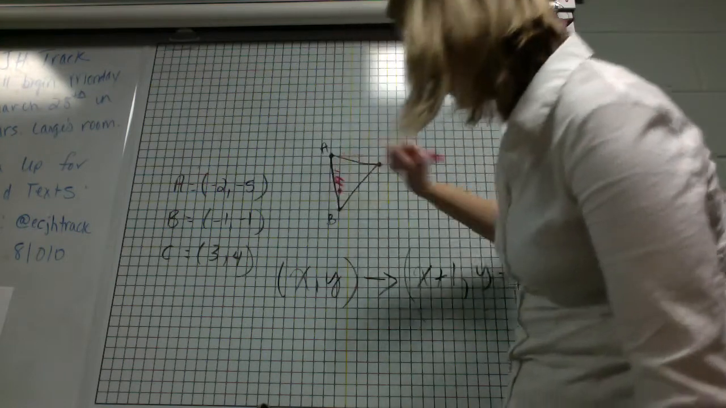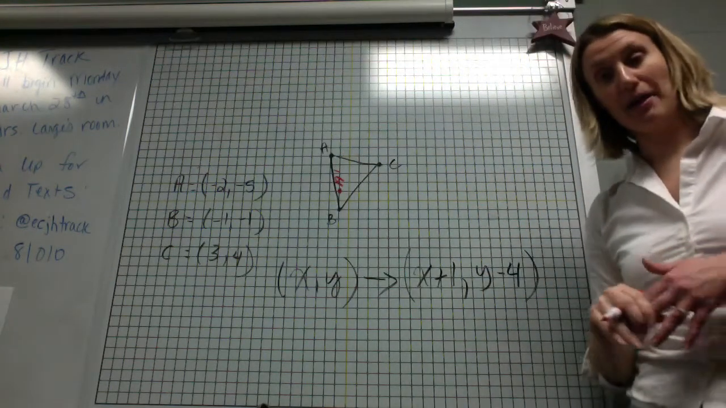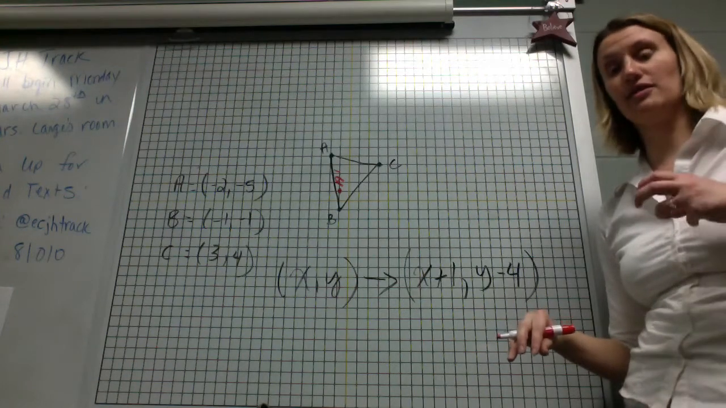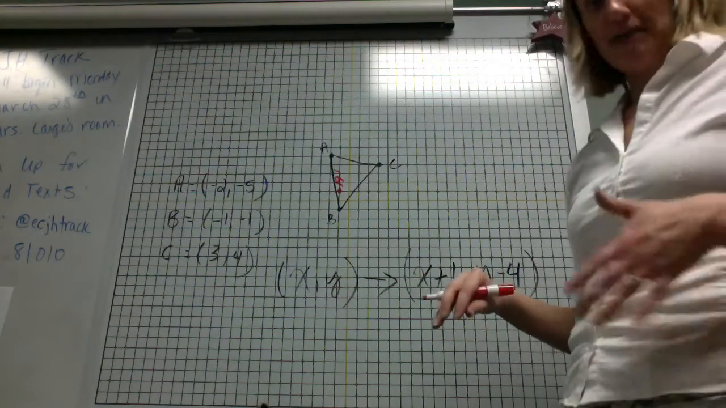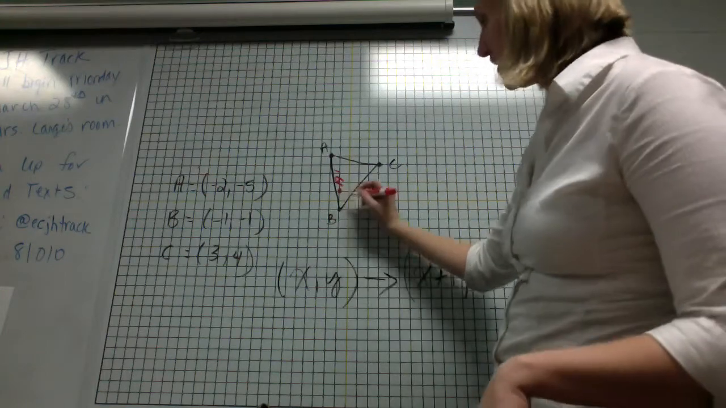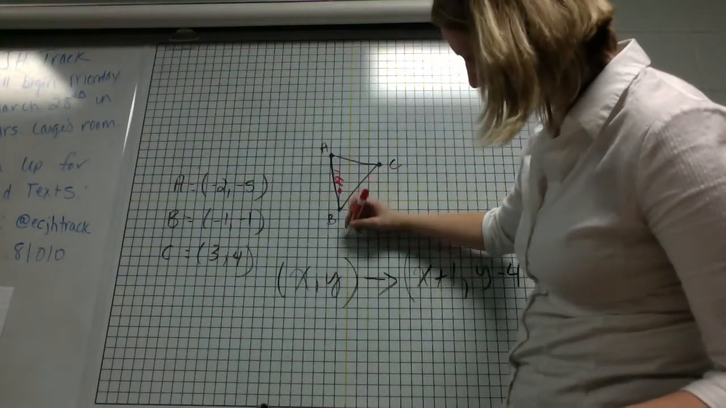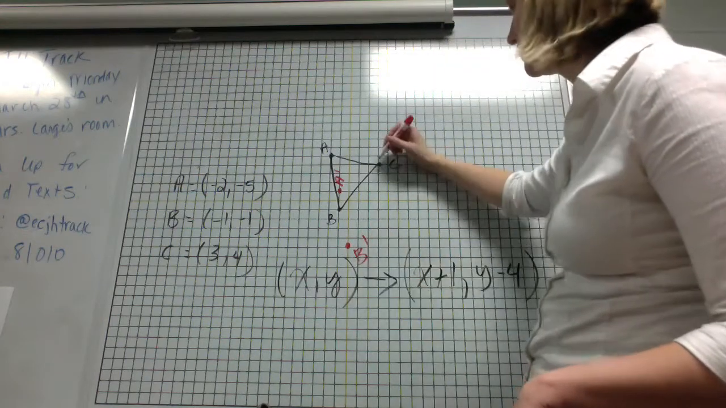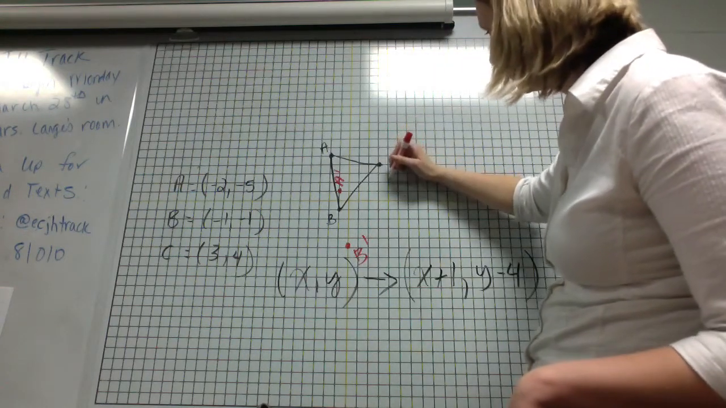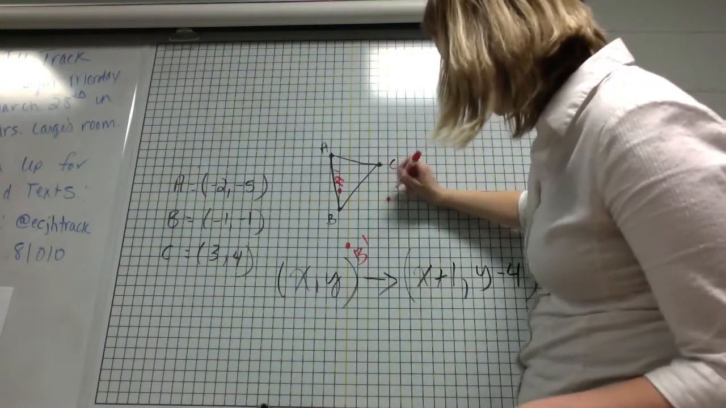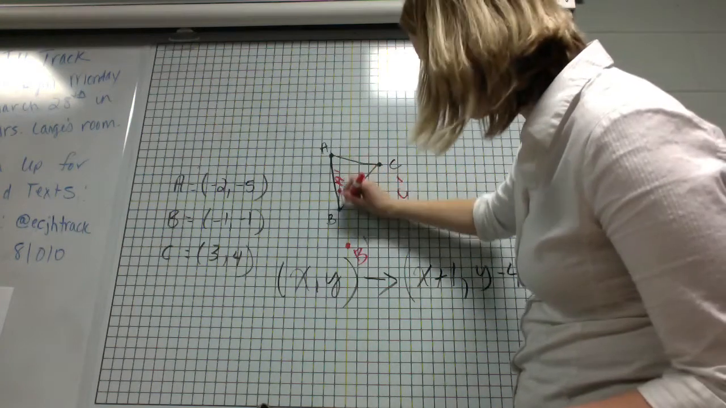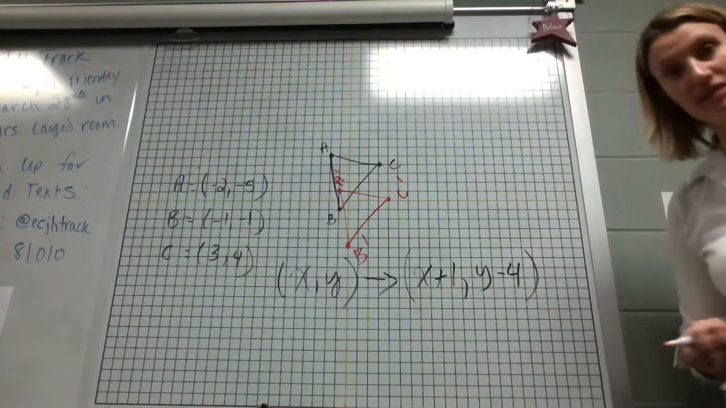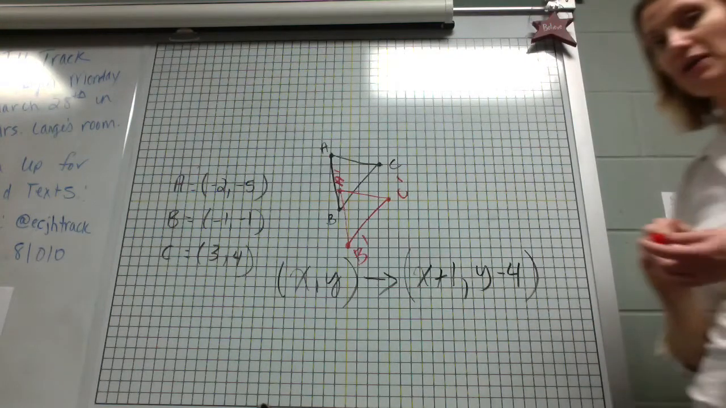And I will immediately label that point A prime. Remember that the pre-image is labeled with the variables and the image is labeled with the primes. So now I'll do it with B. Right 1, then 1, 2, 3, 4, down. And that is B prime. C, I'm going to go to the right 1, and 4, down. Connect my dots. And I have translated triangle ABC to get the image A prime, B prime, C prime.